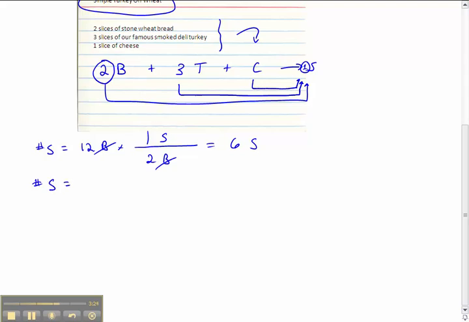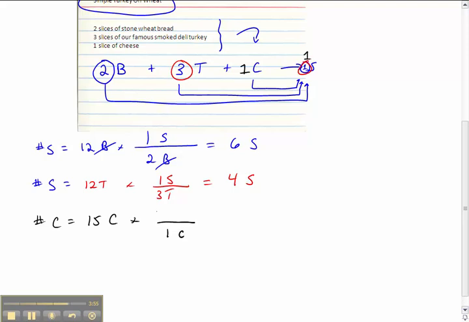Now I'm going to ask that same question, but this time I'm going to ask it about turkey. And I know that I'm going to start with 12 slices of turkey. And I know from the reaction that for every 3 slices of turkey, I can make 1 sandwich. And that means I can make a total of 4 sandwiches from the available turkey. And I'm going to try the same thing here with the cheese. I've got 15 slices of cheese. And what I know is that for every 1 slice of cheese, I can make 1 sandwich. That means I could make from the available cheese 15 sandwiches.